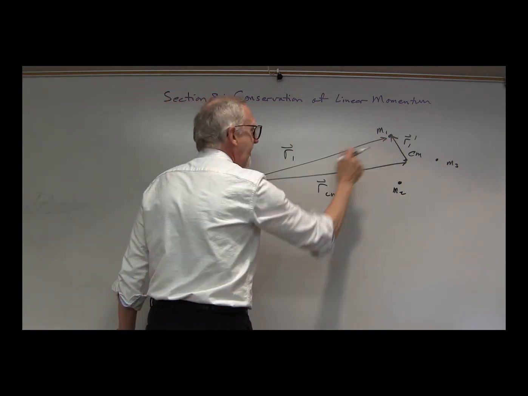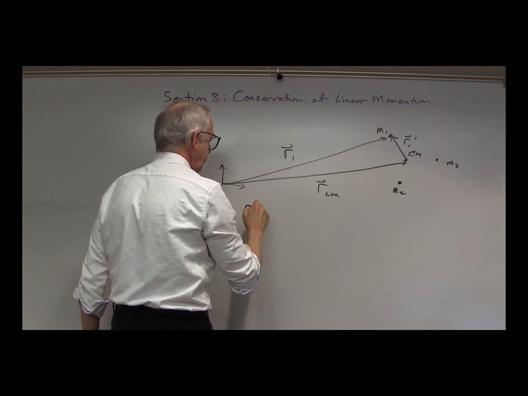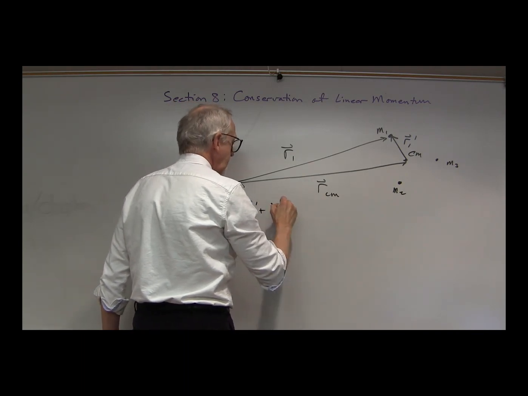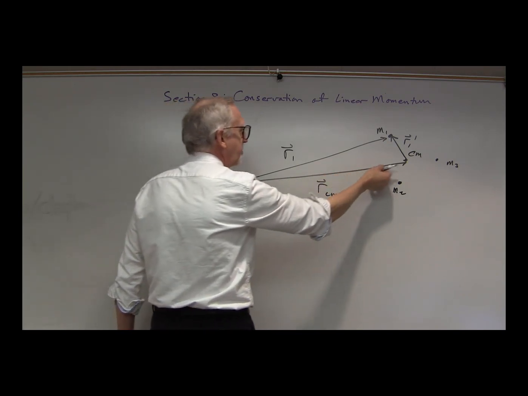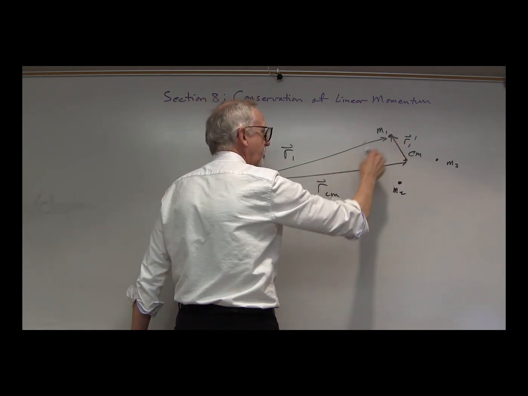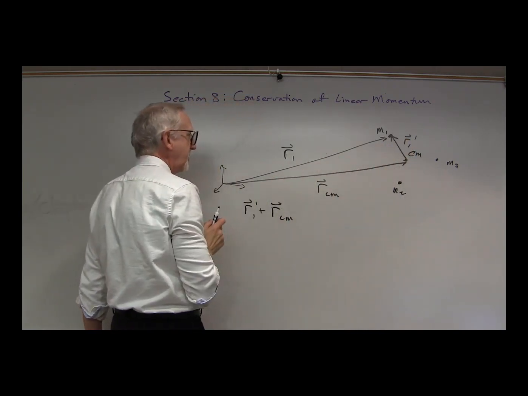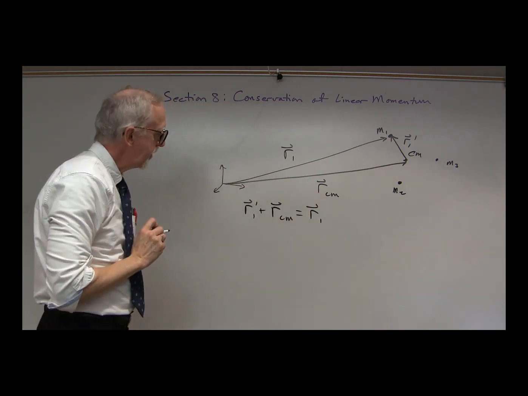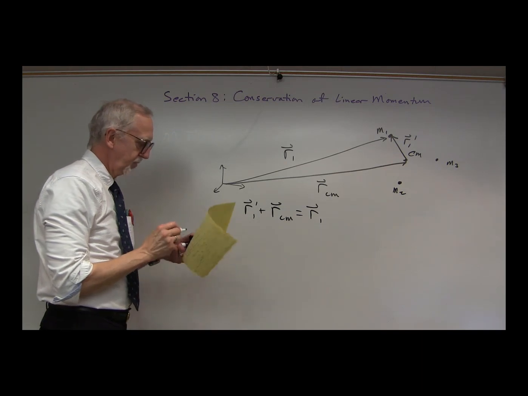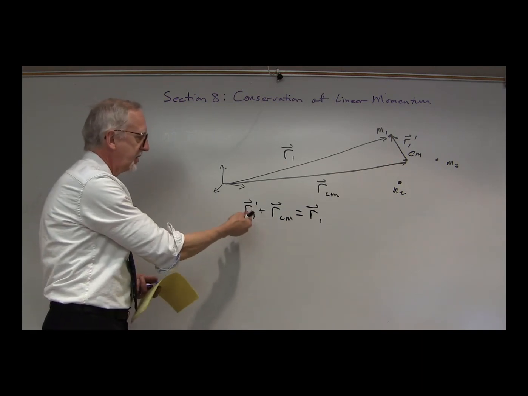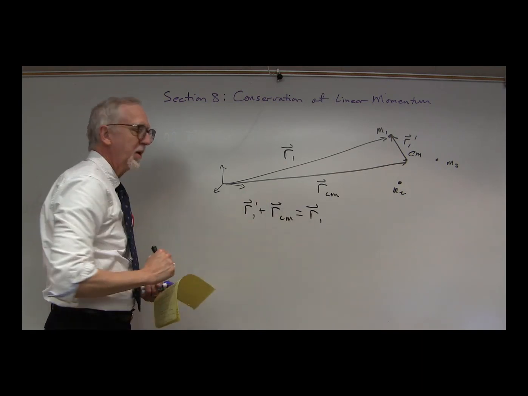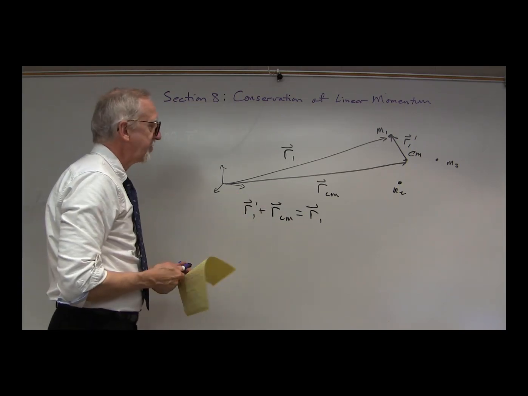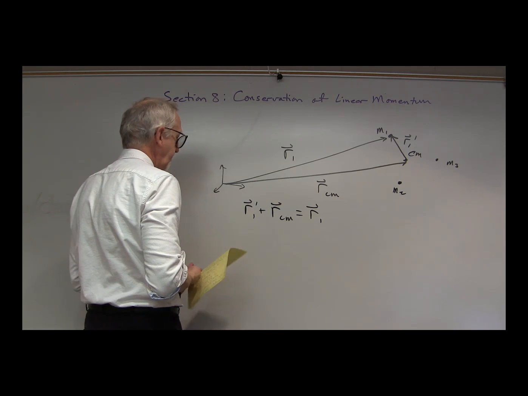So what do we have? We know that R1 prime plus RCM, we usually might think of this as RCM plus R1 prime, I'm just going to reverse that order, R1 prime plus RCM is equal to R1. And now let's differentiate these. And likewise, R2 prime plus RCM will be R2, R3 prime plus RCM equals R3. So let's differentiate these. What do we get?